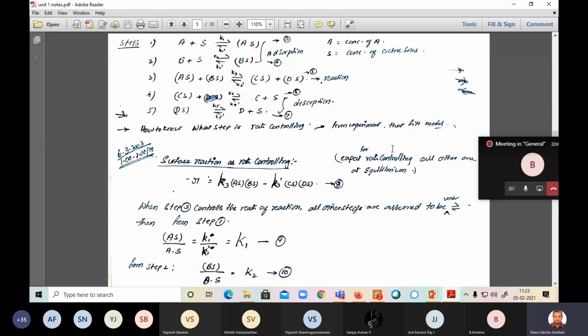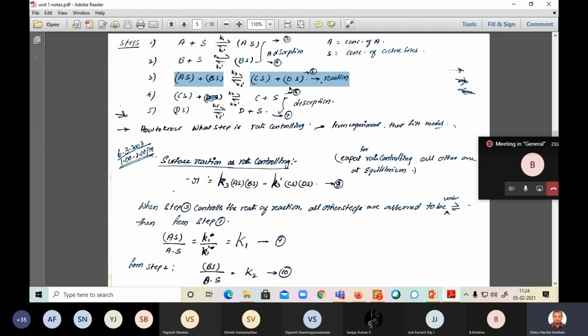Okay, whatever he tells. Now, out of these 3 steps, we assume one is controlling. Let us assume surface reaction is controlling, right? Again, how to tell this surface reaction is controlling? You have to do an experiment and then fit the data to the kinetic models. Then only you can know. If there is surface reaction controlling, you have to take the surface reaction expression. That is what I'm taking.